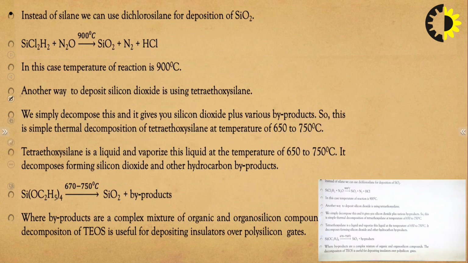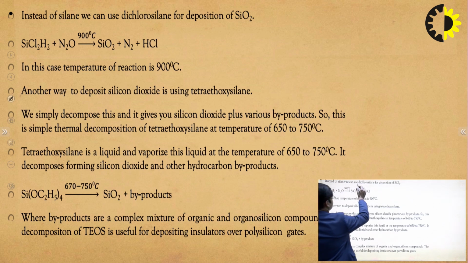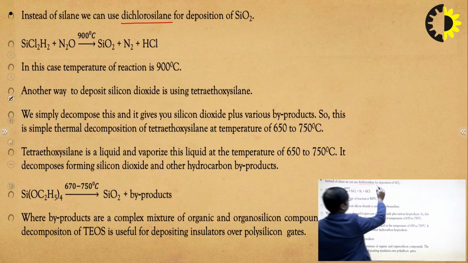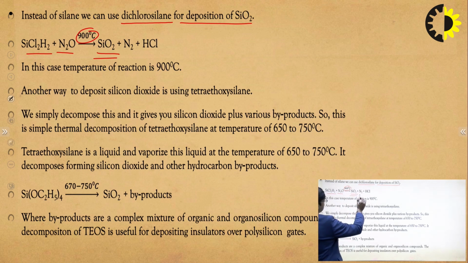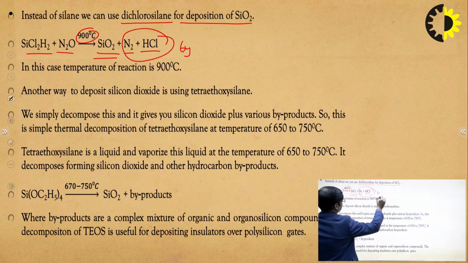Okay. Now, let us discuss the third method of silicon dioxide deposition. Here, instead of silane gas, we are using dichlorosilane for the deposition of SiO2. Now, this dichlorosilane in the presence of nitrous oxide at about 900 degrees centigrade gives us silicon dioxide layer, nitrogen and HCl. These are the byproducts which can be removed.